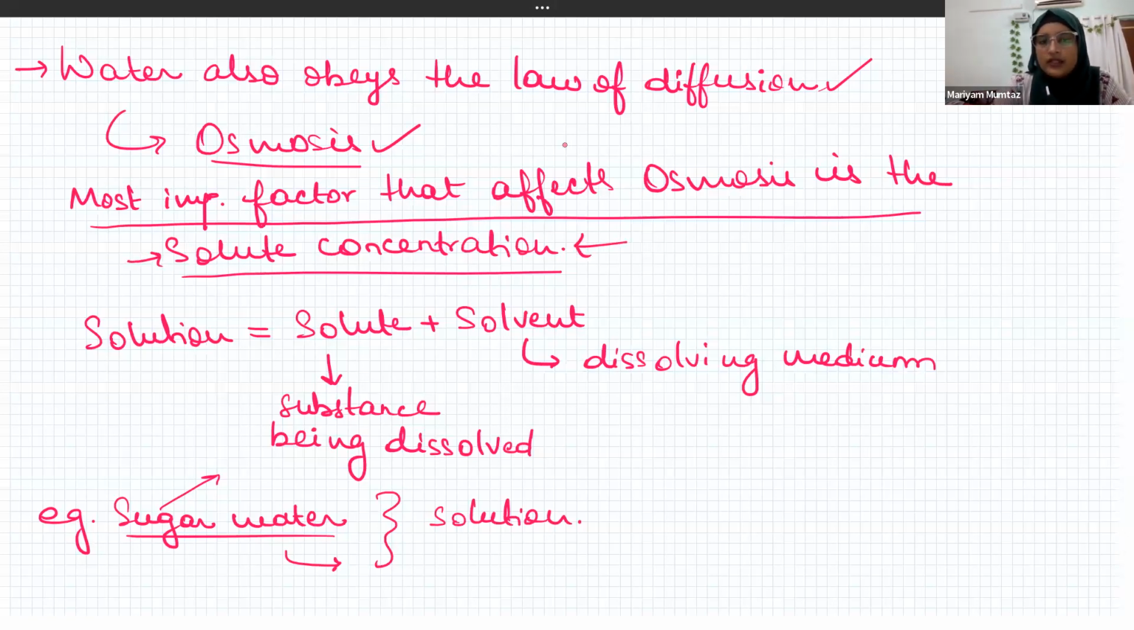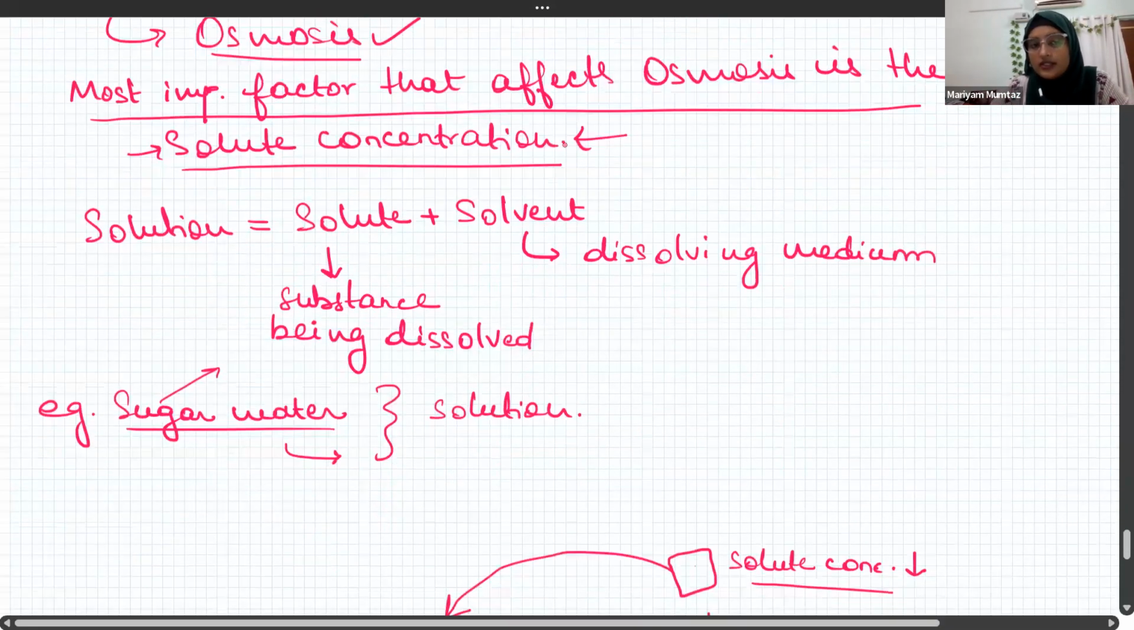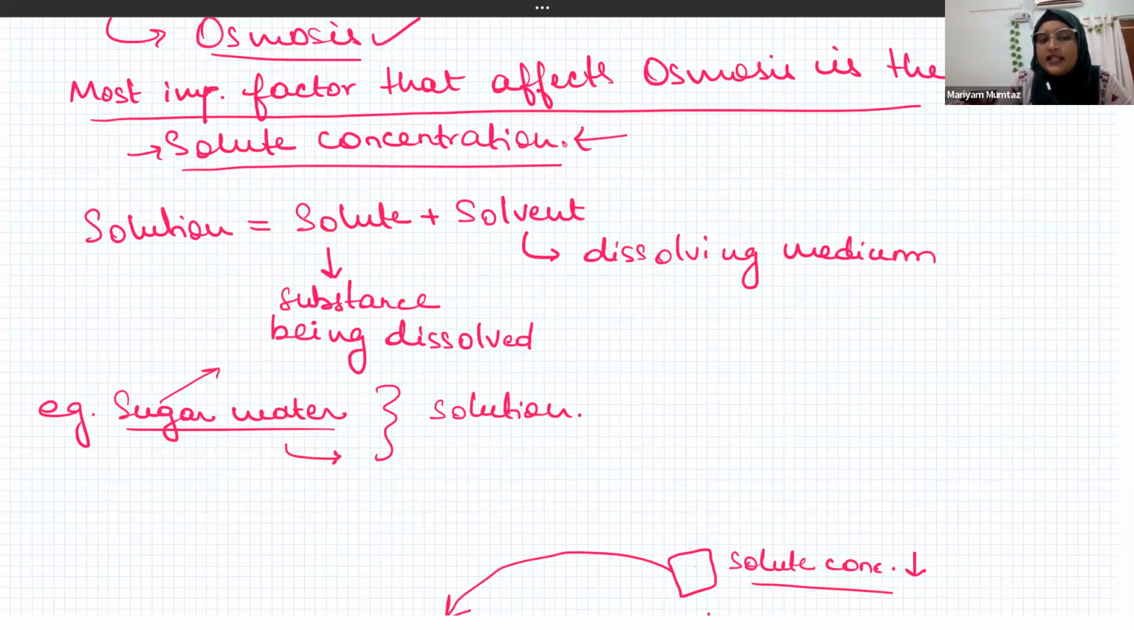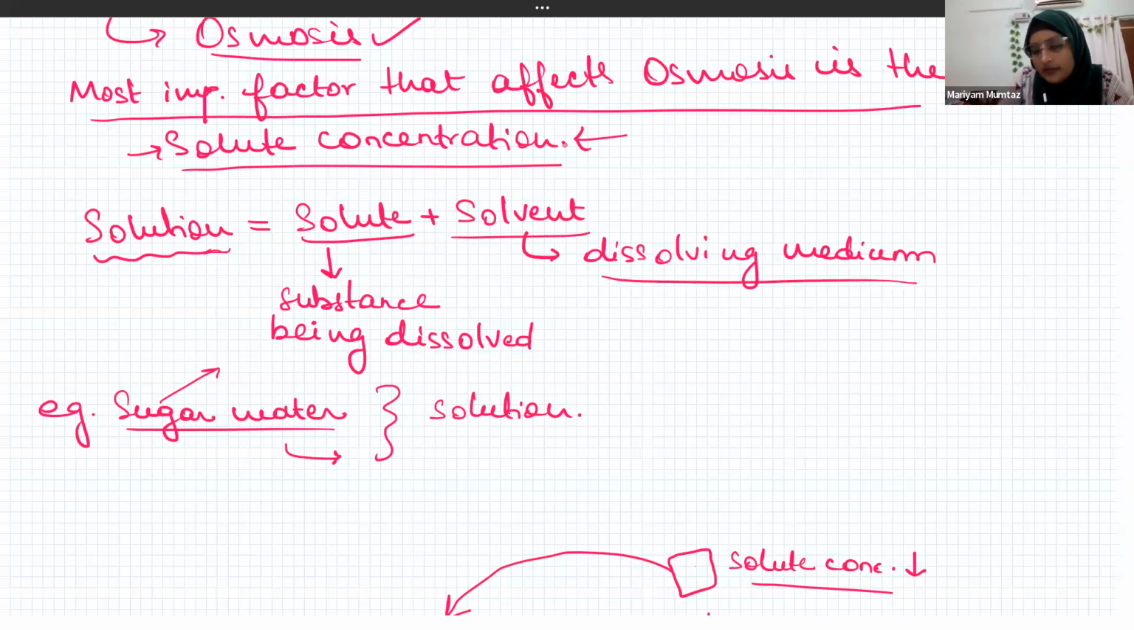Okay, so now you have to understand what solute is. To explain what solute is, I will tell you first about solution. A solution is a thing which is made up of a solute and solvent, wherein a solvent is the dissolving medium. It is the thing in which you put something to dissolve it. For example, in sugar water, water is the solvent and sugar is the solute. So solute is the substance that is being dissolved in a solvent.